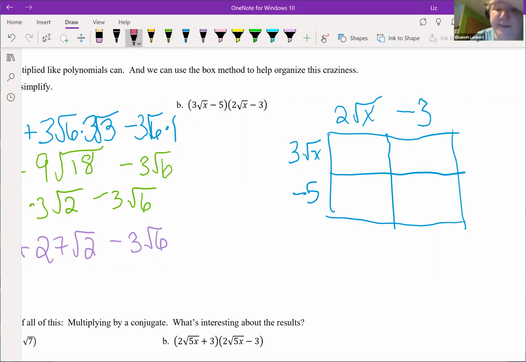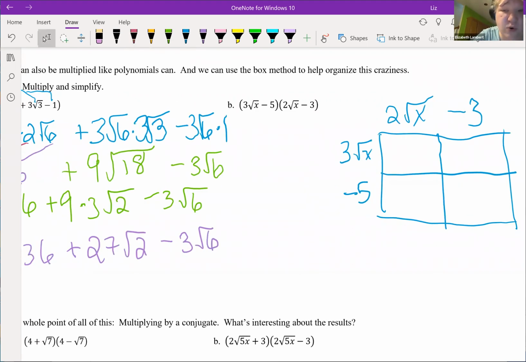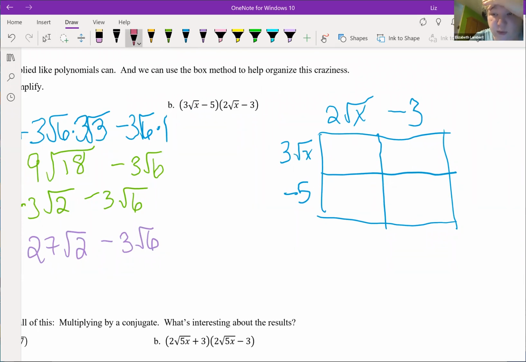All right, now we're just going to multiply. So I could write it like the pairs I did before over here, like the 3 square root of 6 times 3 square root of 3. But since I already have a top and side and we're used to the way this box works, 3 times 2 is 6. And then I will just write the square root of x squared. I usually don't like getting into reducing radicals in here because it gets messy. It's too many things to write. So I will take care of that when I write it out outside. 3 square roots of x times negative 3, negative 9 square roots of x. Then negative 5 times 2 square roots of x, negative 10 square roots of x. And negative 5 times negative 3 is a positive 15.